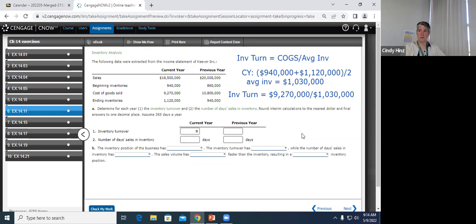That makes sense? What it is we're calculating. So we express it as a number of times. Our inventory turnover is 9, or 9 times a year we're selling through our full inventory.